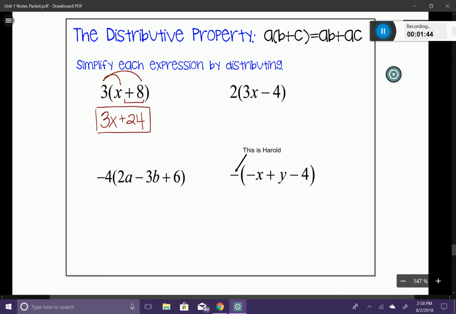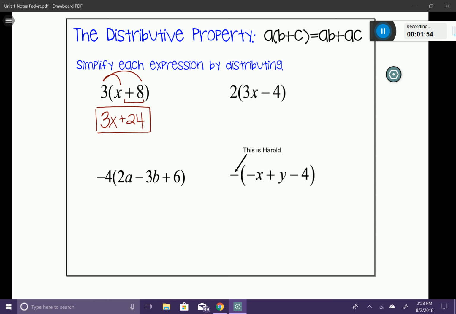All right, you can also see that it creates an expression. So I can't go from an expression to an equation. I can't just add an equal sign out of nowhere. So if you start with an expression, you're going to end with an expression.